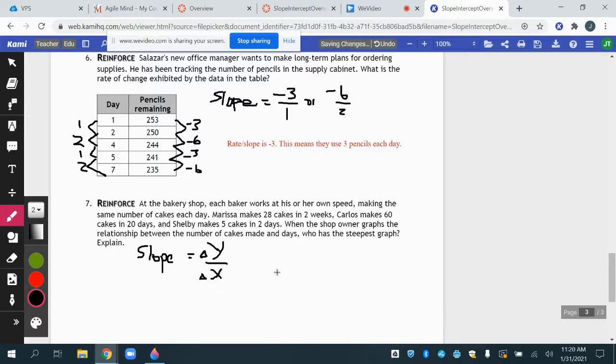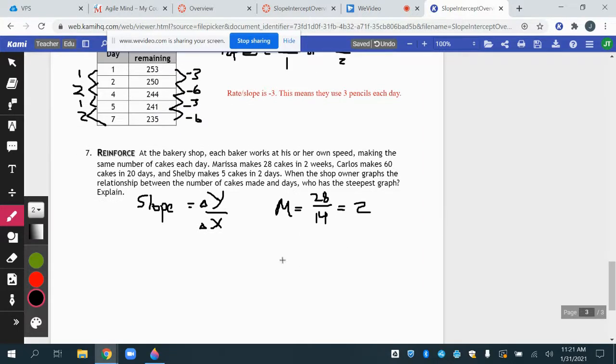All right, so let's look at this. We have Marissa, M. Let's see, x is the independent variable. So the number of cakes you make depends on how much time you have. Notice we're doing some in days and some in weeks. I'm going to keep them all as days. So it takes Marissa 14 days to make 28 cakes. 14 days, 28 cakes. What does that mean? She makes 2 cakes a day.